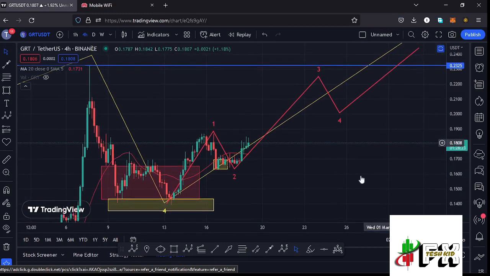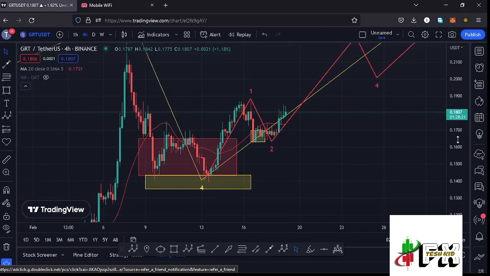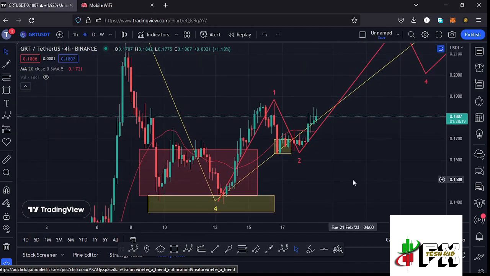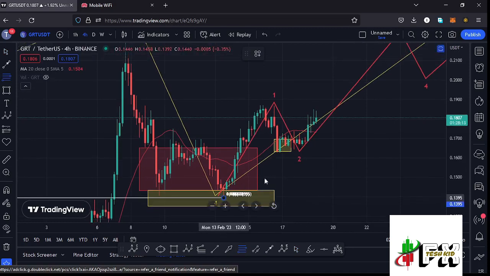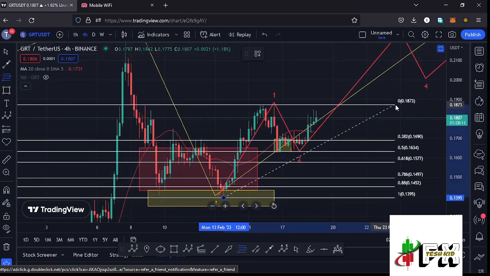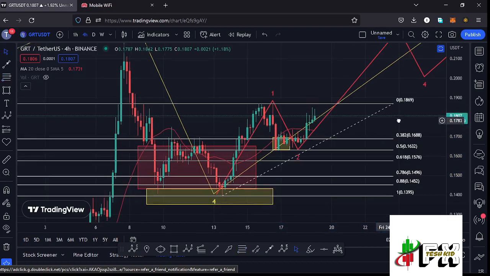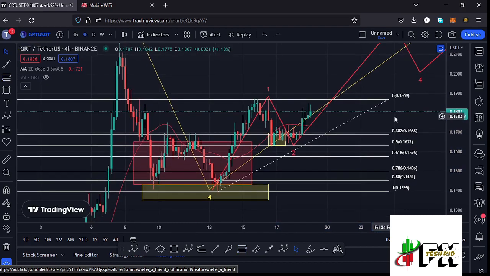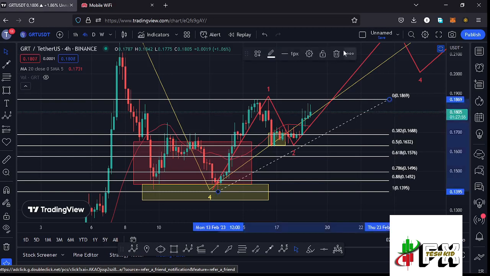Getting to see whether the wave 2 down here has done the minimum that we expect a second wave to the lower side to do by connecting the Fibonacci from the low of the first wave, that is the wave 1 down there, to the high of that wave 1. That gave me a minimum retracement area between the fib level 0.382 and the fib level 0.5, and that is between the $0.1688 mark and the $0.1632 mark.